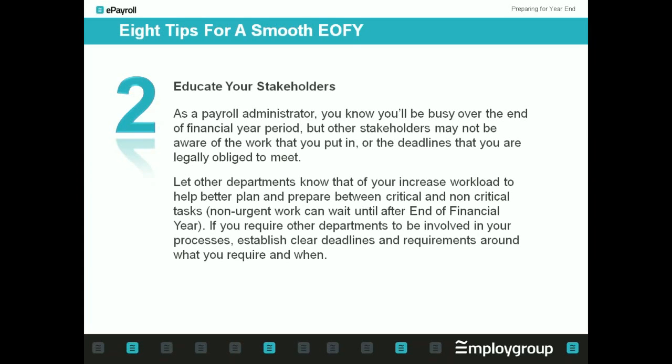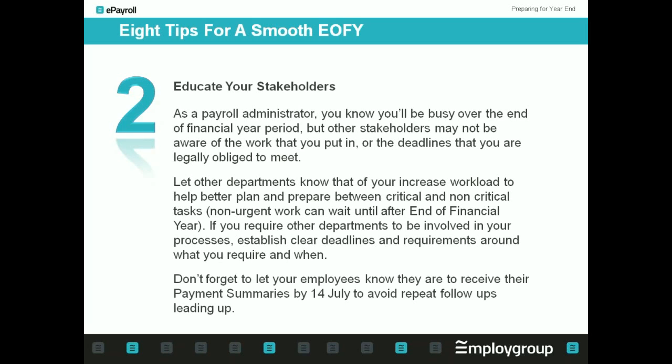Let other departments and stakeholders know that you'll be doing extra work during the end of financial year period, and use that to help better plan and prepare critical and non-critical tasks, so let them know that non-urgent work maybe doesn't need to be done during that period and ask them to give you a bit of leeway. If you require any other departments to be involved in your processes, establish clear deadlines with them and requirements around what you need, when you need it, what format, etc.